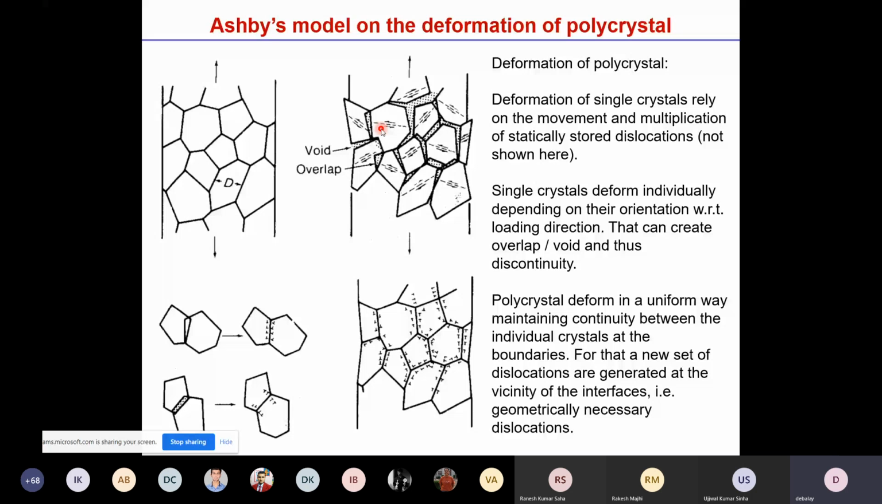So their slip planes and slip directions are also differently oriented. The dotted lines show their individual slip planes and slip directions with respect to the loading direction. And they will deform individually. But if they deform individually, in that process, what will happen? As a result, voids and overlaps will be created.